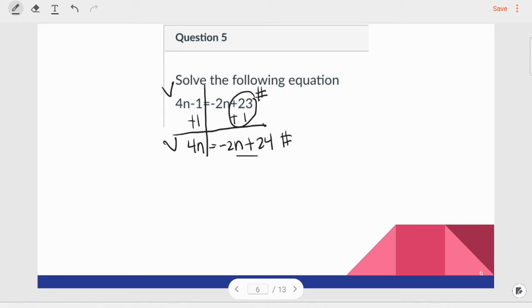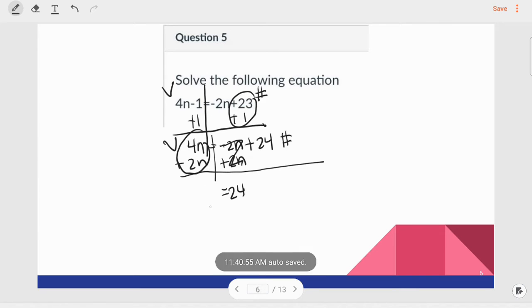I am going to remove -2n by adding 2n. The way to get rid of negative terms is to add. And I'm going to combine -2 and positive 2 zeros out. And on the right-hand side, I'm left with 24. And on this side, 4 plus 2 is 6n. Again, I solve by division, and I'm left with n is equal to 4.